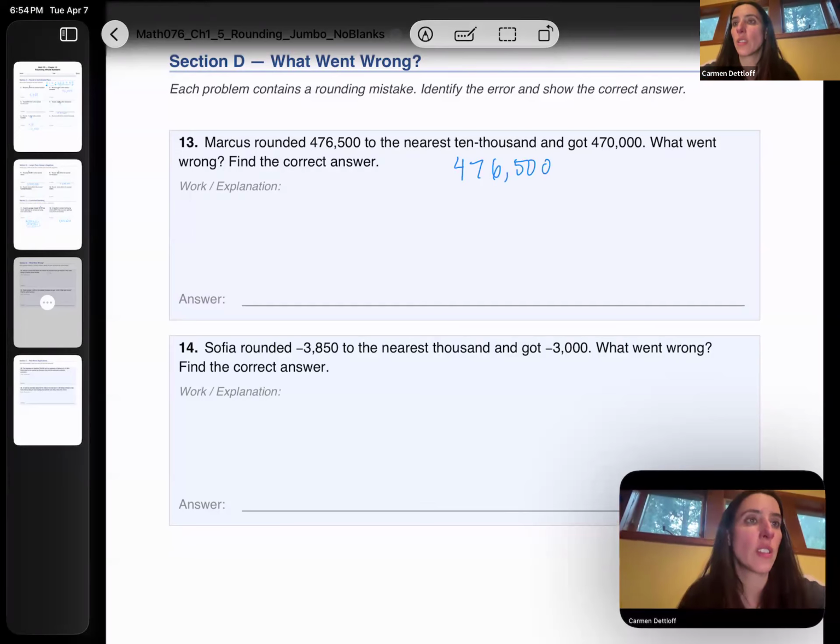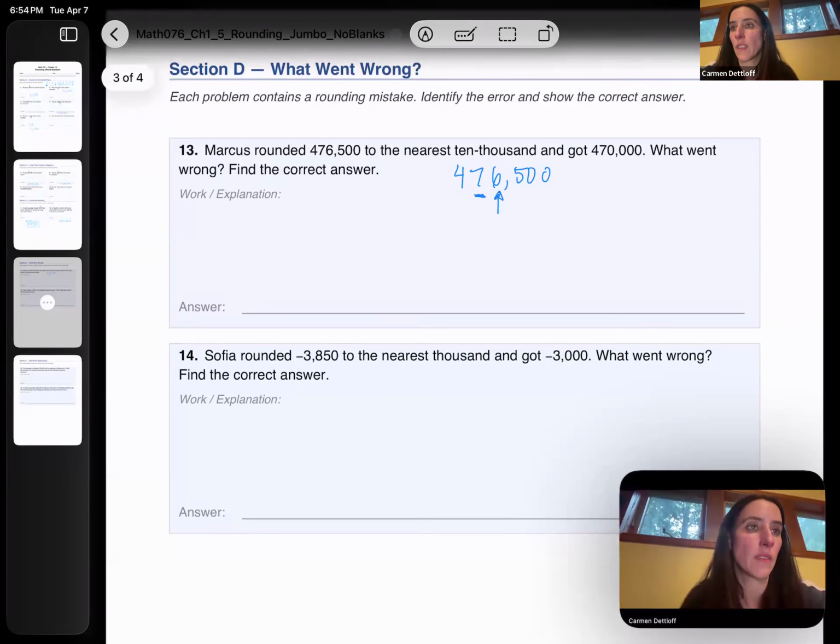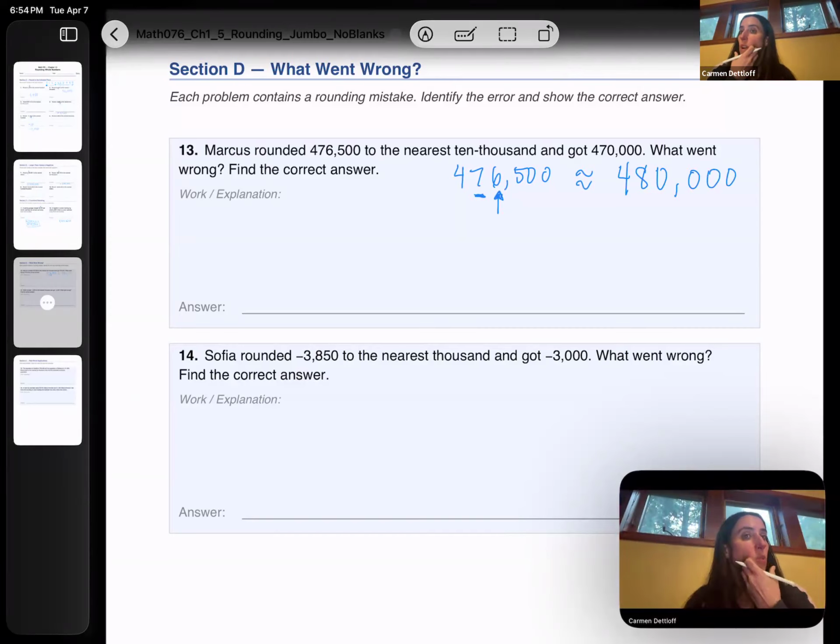4,076,500. So nearest 10,000. So our 10,000 column is right here. It's the 7. So look at the digit beforehand, my 6. And 6 is something we're going to round up for. So this is equal approximately. This little symbol means approximately. So the 6 rounds up, and it makes that 7 push into an 8. So I'm going to get 480,000. So it looks like they just rounded down when they should have rounded up.